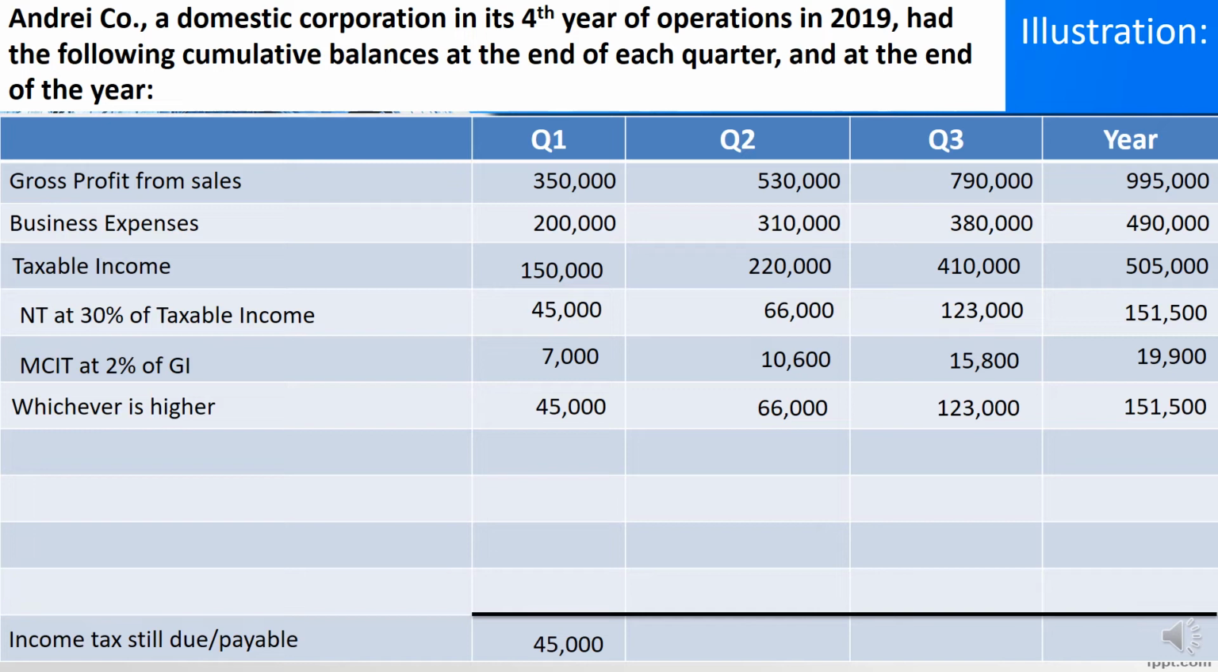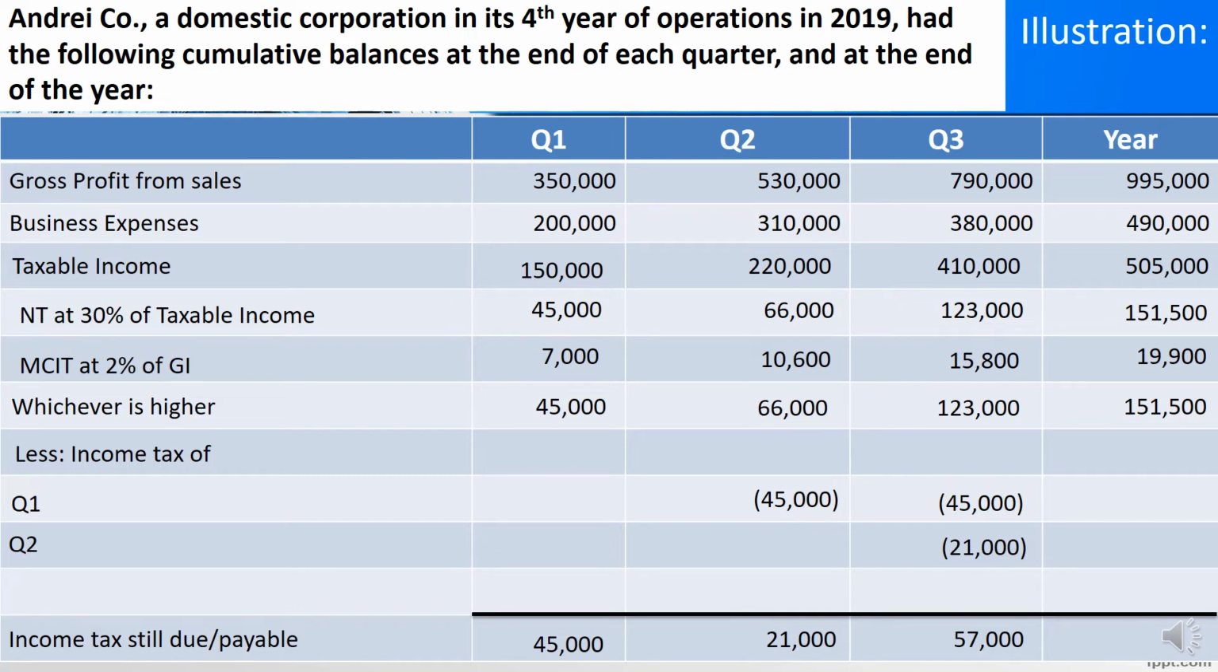For the second quarter, we will be deducting the income tax payment in the first quarter of 45,000 from 66,000. Thus, the income tax still due for the second quarter will be 66,000 minus 45,000, or 21,000. For the third quarter, we will be deducting the quarterly income tax payments from the first quarter of 45,000 and the second quarter of 21,000. Thus, the income tax still due for the third quarter is 123,000 minus 45,000 minus 21,000, which is equal to 57,000.